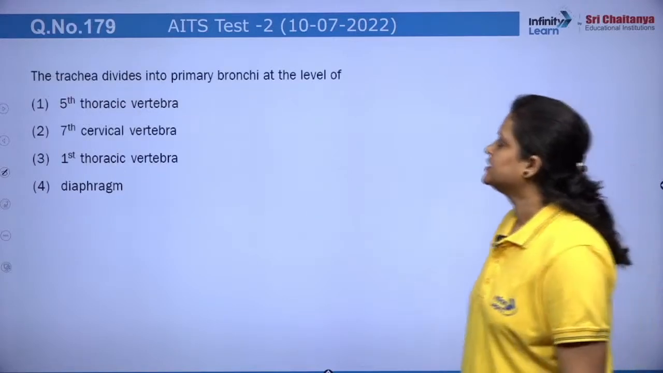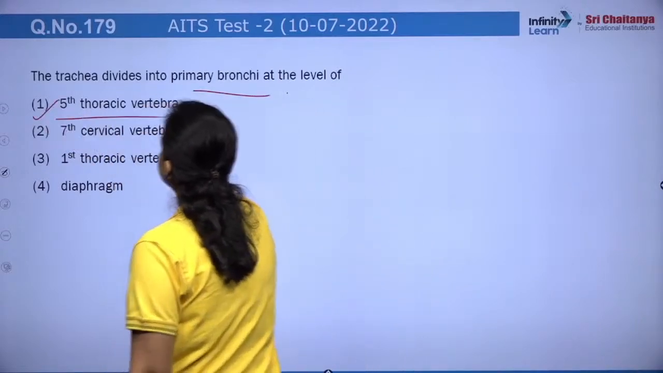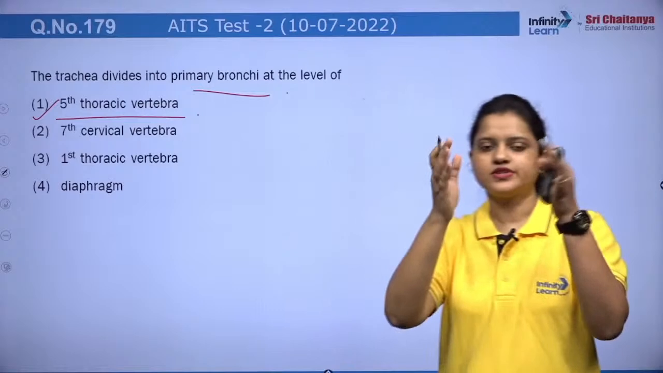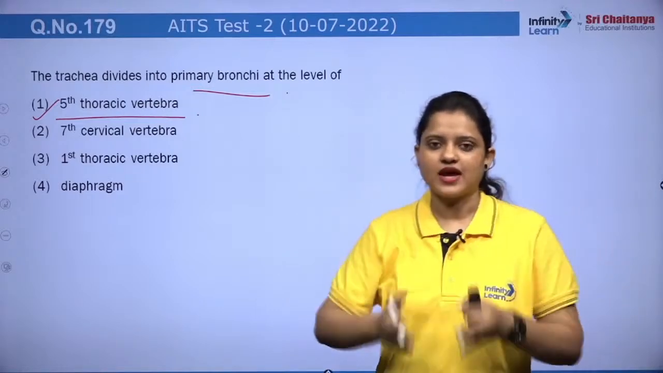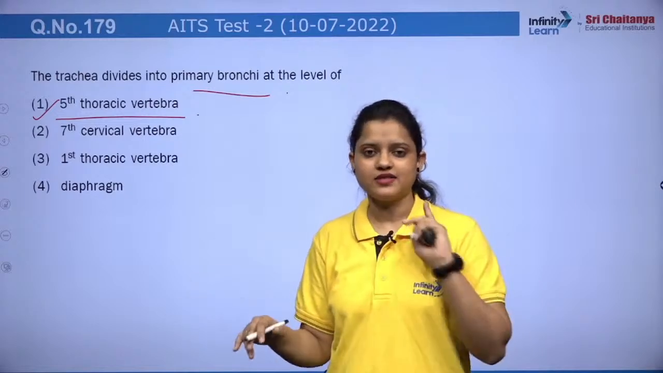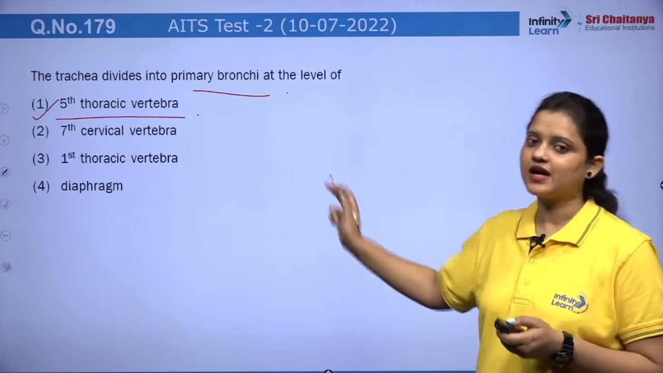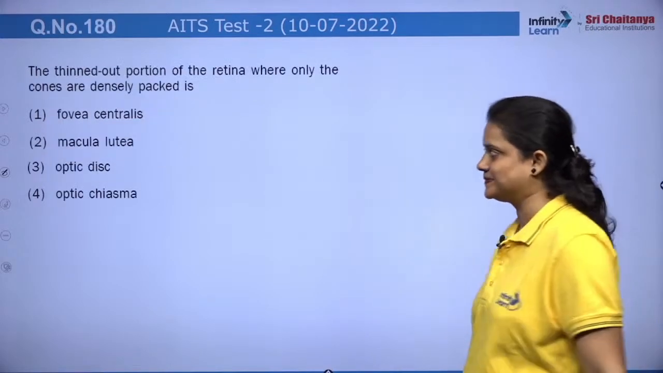The trachea divides into primary bronchi at the level of the 5th thoracic vertebra. Your trachea with the tracheal rings made up of hyaline cartilage will divide into bronchi at the 5th thoracic vertebra level. Very important question from NCERT, asked in NEET repeatedly.